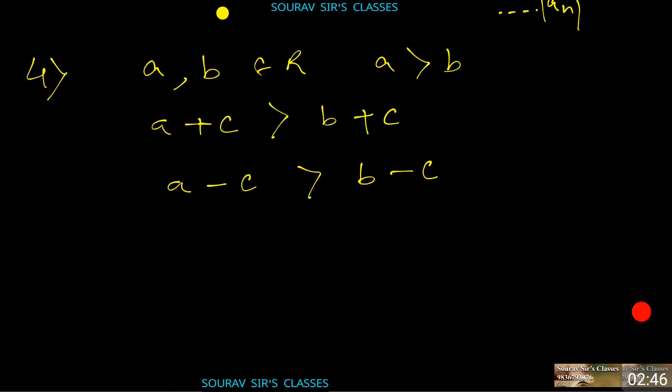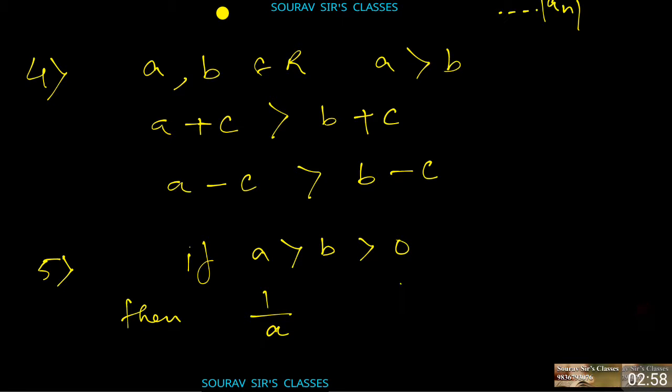And the fifth property, which is a very important property, is if a is greater than b greater than 0, then the inverses 1 by a and 1 by b are related like this: 1 by a becomes less than 1 by b. Children, note this: if a is greater than b and we take the inverse of the numbers, then the sign also gets reversed.